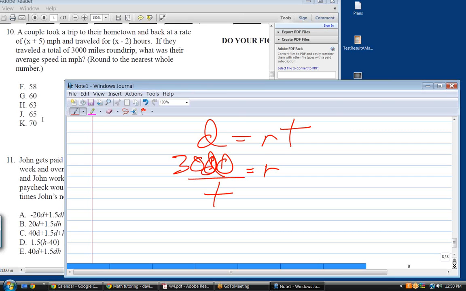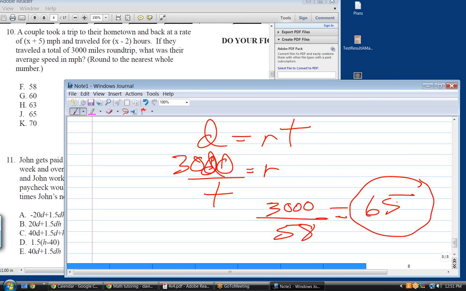60. Correct. So let's plug it in. So that would mean that 3,000 divided by time, well, if x is 60, time is 58 hours, right? Is that equal to 65? Let me see. I can tell you it's not. Because 3,000 divided by 50 would be 60. So if I increase the denominator to 58, I'm not going to move this up, I'm going to move it down. So 65 is not the correct speed.